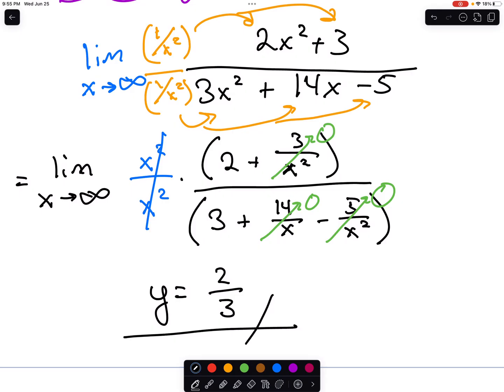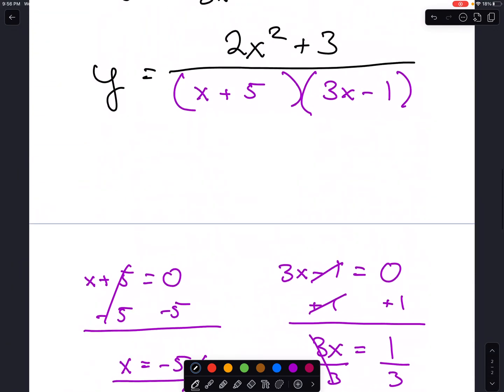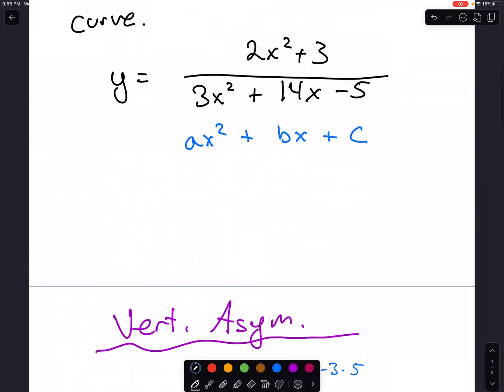Okay. So what we're saying is that we can do a similar argument for as x goes to negative infinity, and we should get the same result. So as x goes off either to the far right or the far left, our graph gets really close to y equals 2/3. So our horizontal asymptote is y equals 2/3, and our vertical asymptotes were.